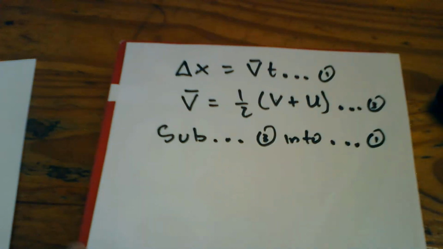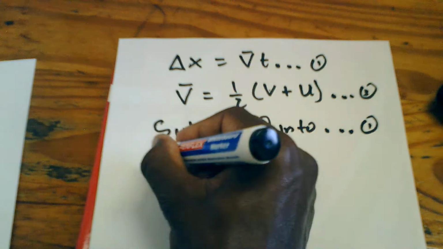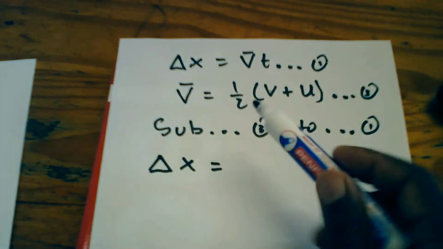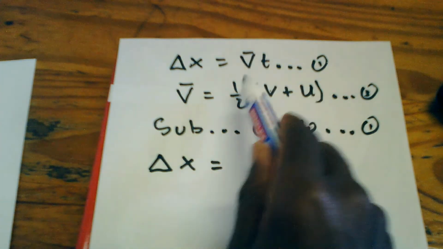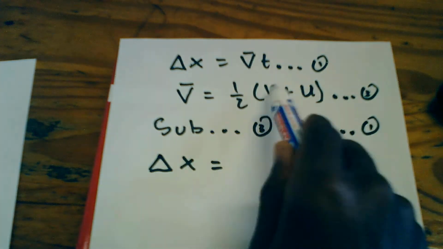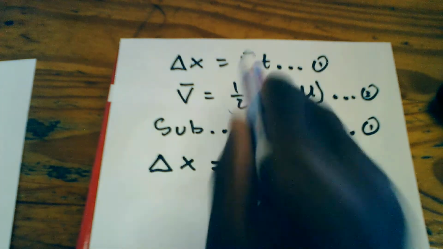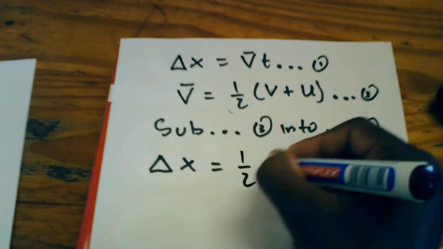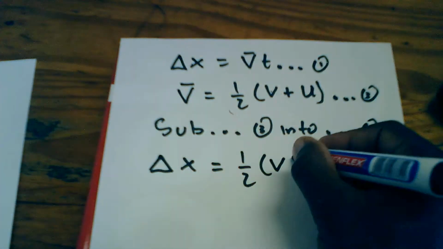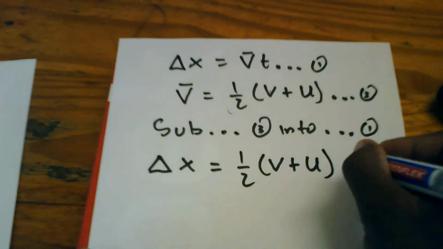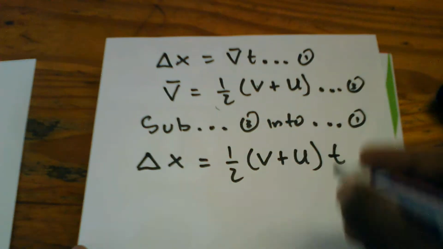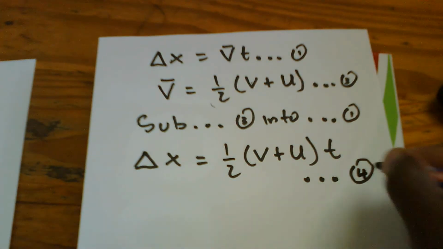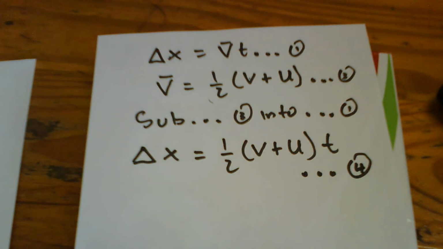Equation 1. This means that the change in displacement is equal to the average velocity, but instead of writing the average velocity, since we know that the average velocity is the same as this, we are going to put this in the place of average velocity. This means that the change in displacement is equal to 1 over 2 (v plus u) multiplied by the time. Let's make this our equation 4. Equation 4. We're not done yet.